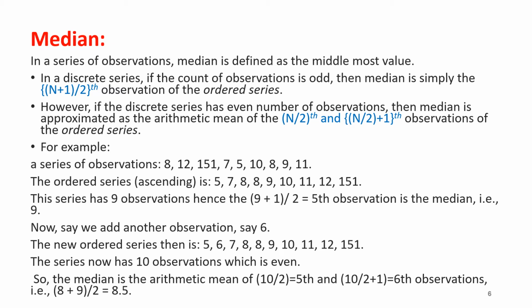Now say we had another observation, say 6. In the new ordered series, it is 5, 6, 7, 8, 8, 9, 10, 11, 12 and 151. The series now has 10 observations, which is even. So the median is the arithmetic mean of the 10 by 2 equal to 5th and 10 by 2 plus 1, that is 6th. So basically the median emerges to be (8 plus 9) by 2, that is 8.5.